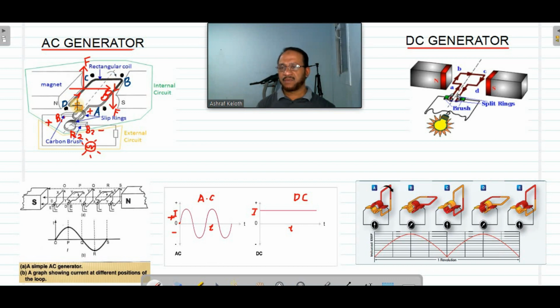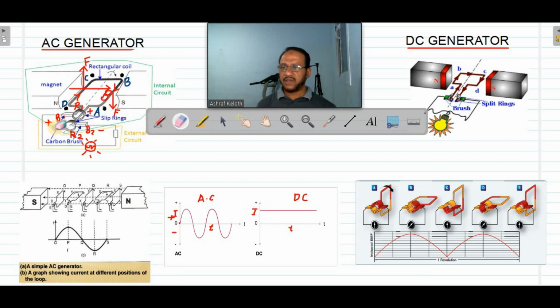DCBA. Because at the side DC, it is moving upward, so current will be into the screen, D to C. And AB is moving downward, so current will be in the reverse direction, B to A. Before it was A to B. So what happens in the external circuit? The brush B1 was positive in the first half cycle. Now it becomes negative. And B2 was negative, now it becomes positive.